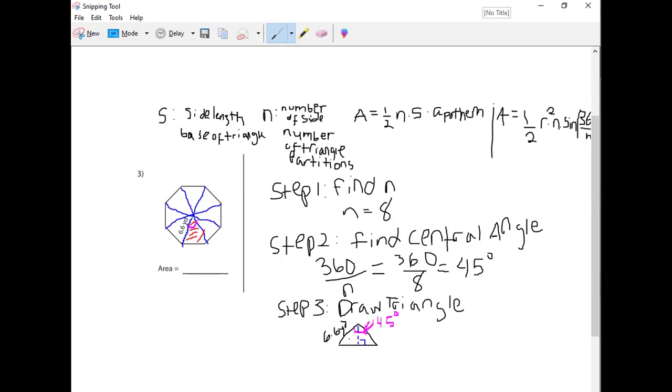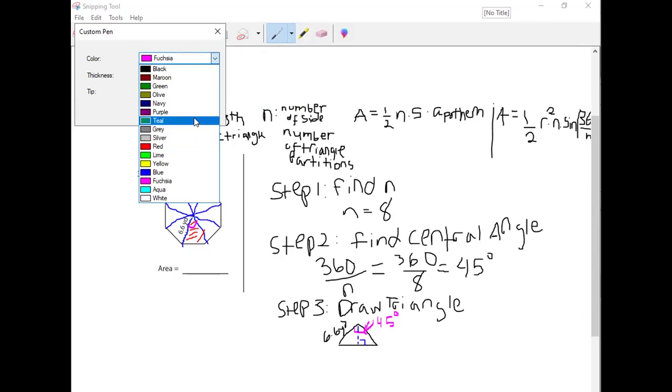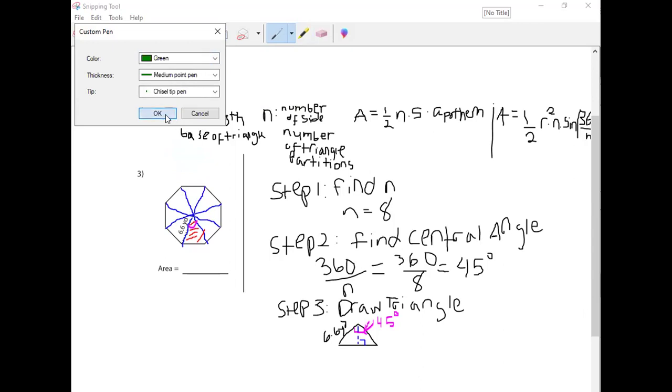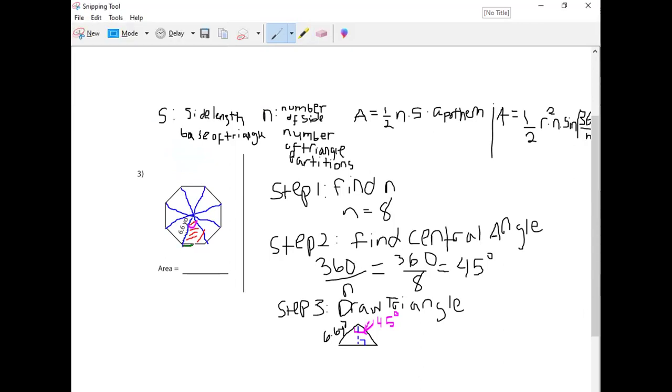And your base is just your side length, right? It would be just the side length if we knew the side length, but we don't. Let me use a different color real quick so you can know what I'm talking about. So your base will usually just be the side length here, but we don't know it. So we're going to use our trig ratios to find our base and height.